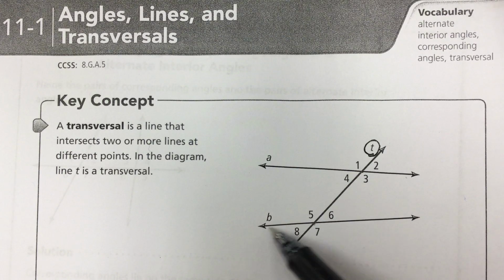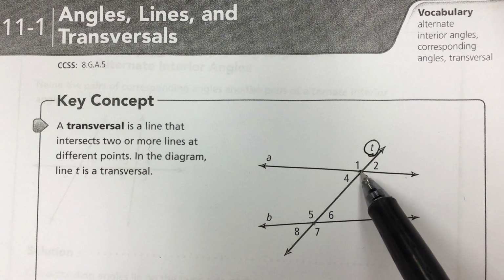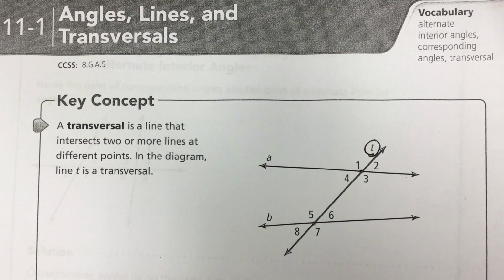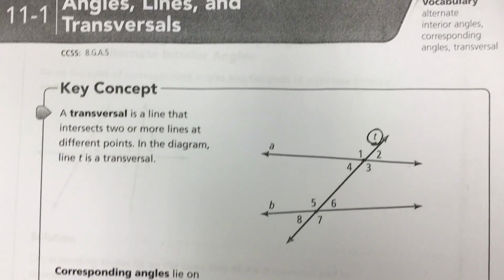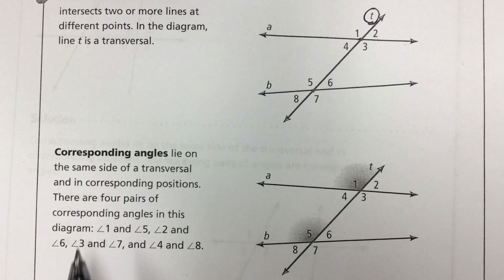It intersects line B at this point. It intersects line A at that point. So line T is a transversal. Next, let's talk about corresponding angles.